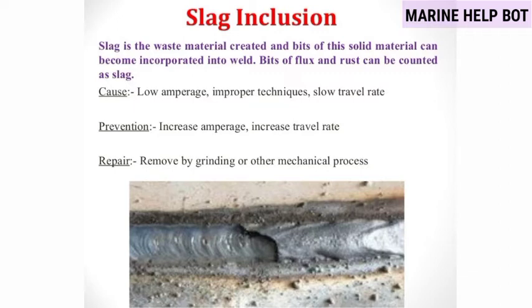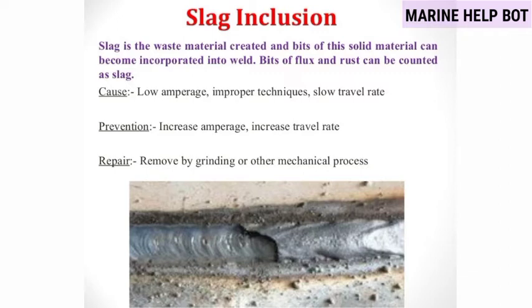So basically slag inclusion is seen when we are not cleaning our welding joint and we keep on welding layer by layer, and if this slag remains inside, this will lead to the defect called slag inclusion. It can be prevented by increasing amperage, increasing travel rate, and can be repaired with the help of the grinding process.